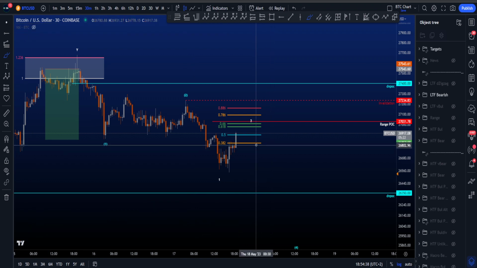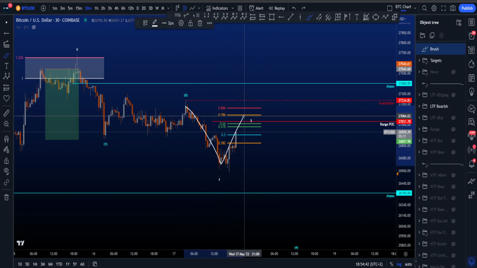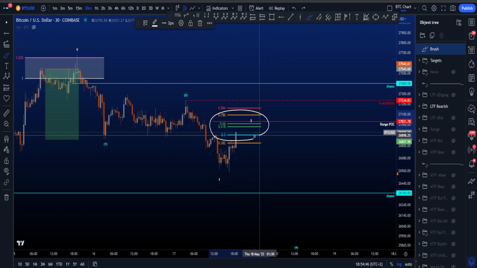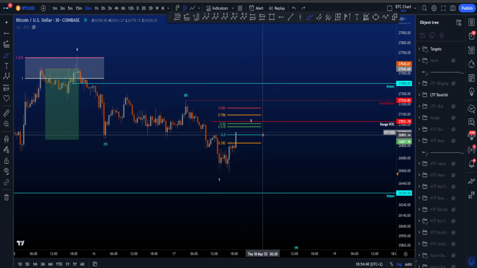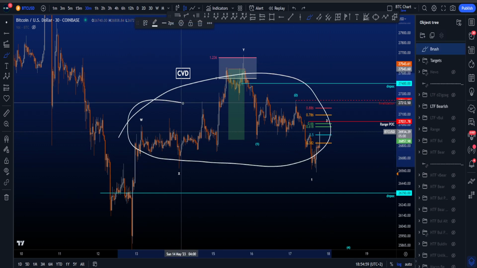That's quite nice. When we look at the targets for a potential wave 2, and this being a 1-2 and expecting downside, the most common targets are between the 0.5 and the 0.786, which is between 26.9k and 27.1k, where an important area for me is the range point of control at 27k, which is the point of control of this whole range over here.